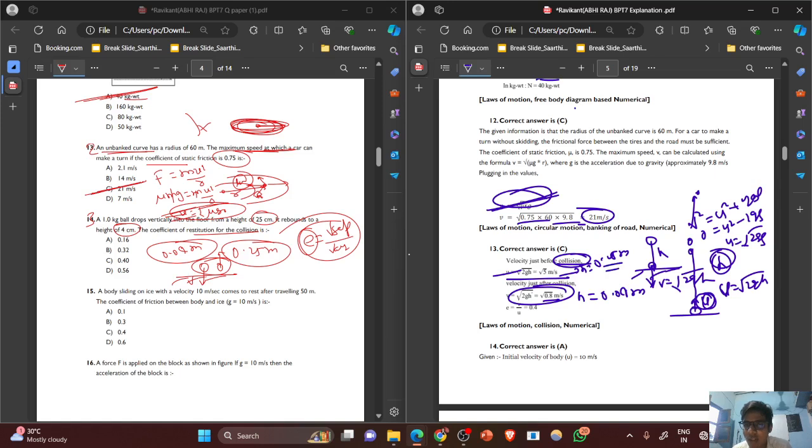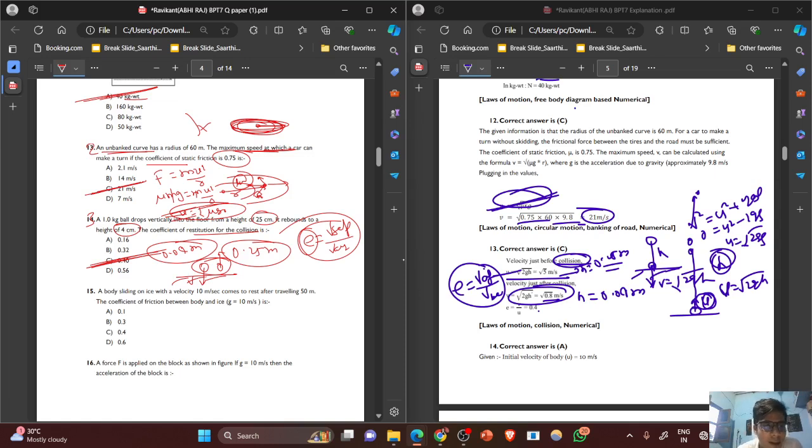Just calculate the velocity before collision and after collision and find v after by v before. This will be the coefficient of restitution, and once you calculate it out, it will come out to be 0.4. So your correct option will be option number C.